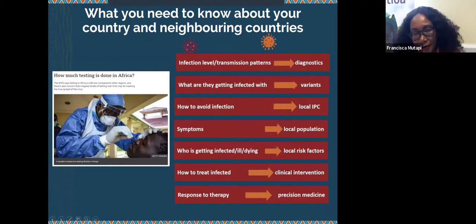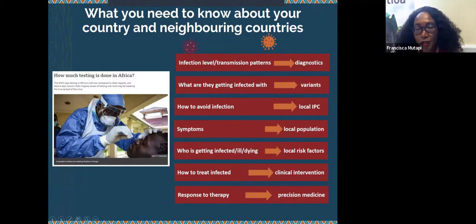These are your clinical interventions. It's no good knowing how to treat the infection using equipment or resources that you don't have in your local setting. You need to know how to adapt your locally available resources for the clinical interventions. It's the same thing with the last one, which is the response to therapy. Different populations have heterogeneous responses to therapy, so you need to know what works in your population. And this is a nod to precision medicine.